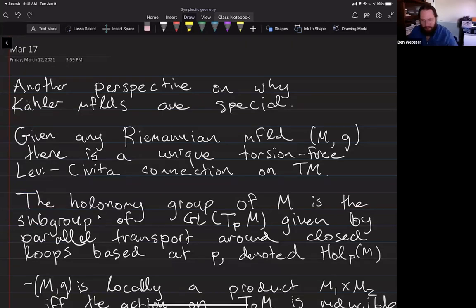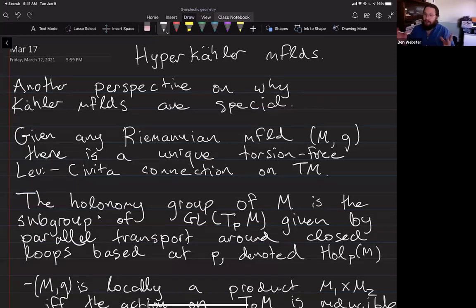And one of the ones I wanted to talk about, I didn't actually write the title here, is hyperkähler manifolds. There are a few different ways to explain these. I'm going to start with one that actually gives us an interesting perspective on some other structures we already talked about.